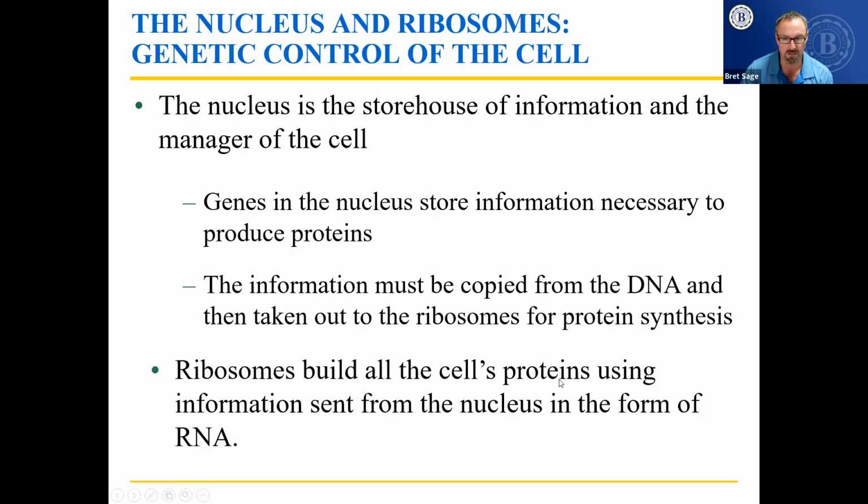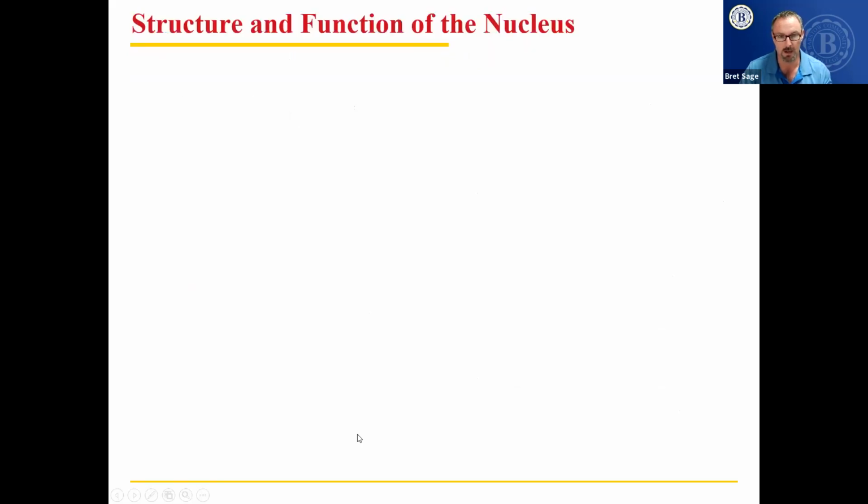Ribosomes then build all the cell's proteins using information sent from the nucleus in the form of RNA. But you should put a little M right here because mRNA is what actually comes from the nucleus to the ribosome to build protein. And I'll show you how that works coming up.